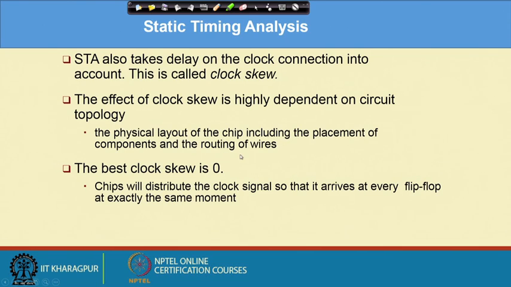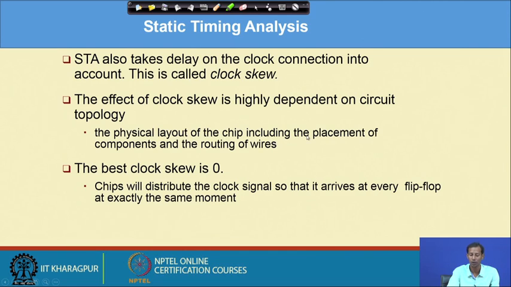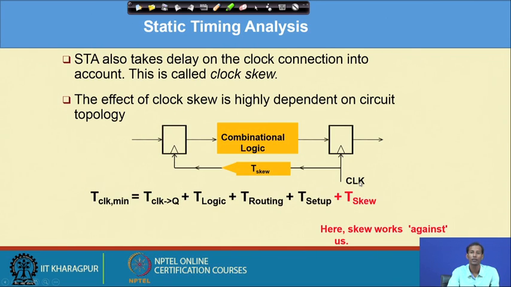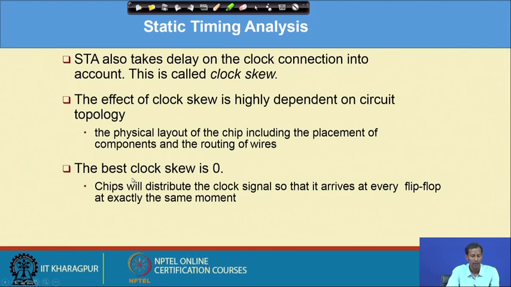The effect of clock skew is highly dependent on circuit topology, which we have already seen, but also on the physical layout of the chip, including the placement of the components and the routing of the wires. Routing of the wires means in which direction I am supplying the clock, and that matters for computing this. If it is against the data, opposite to the data, then it will be added. If it is in the same direction as the data, then it will be subtracted. And the best clock skew is 0.